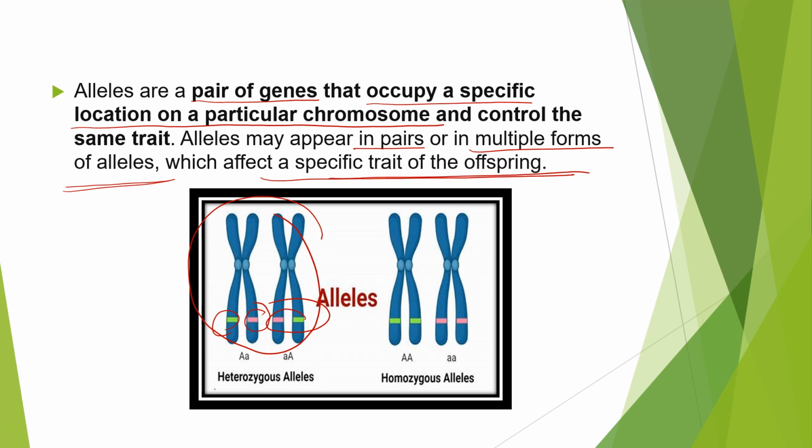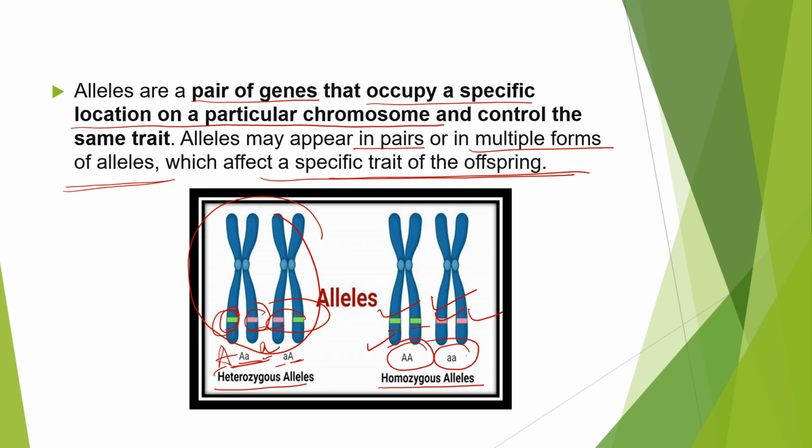They may be heterozygous and they may be homozygous alleles. If they are heterozygous, one will be denoted as capital A, another one as small a. So this chromosome is having Aa. All the alleles are capital A and small a. So one is dominant, another one is recessive, and here this one is recessive and this one is dominant, right? This is a heterozygous allele and this is a homozygous allele. Here these two are Aa and these two are AA.